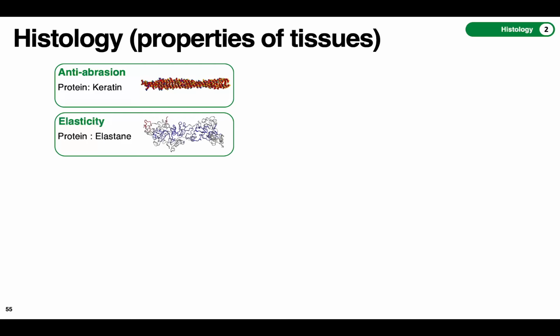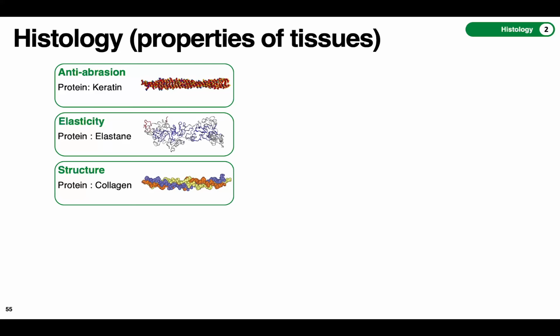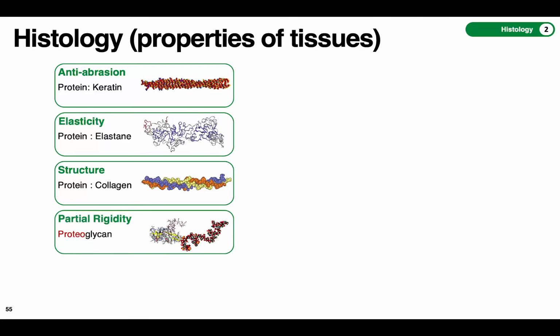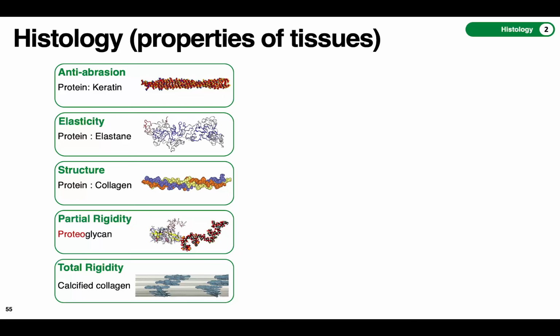Or they can secrete proteins that act as cement to hold tissues together, like collagen, or to provide partial rigidity, i.e. using proteins that are fused with sugars that are called proteoglycans. So you can see proteo on one side and glycan on the other. And that gives them partial rigidity, and you find proteoglycans in cartilage, for example. Or to provide full rigidity, that is collagen hardened with calcium that you find in bones.